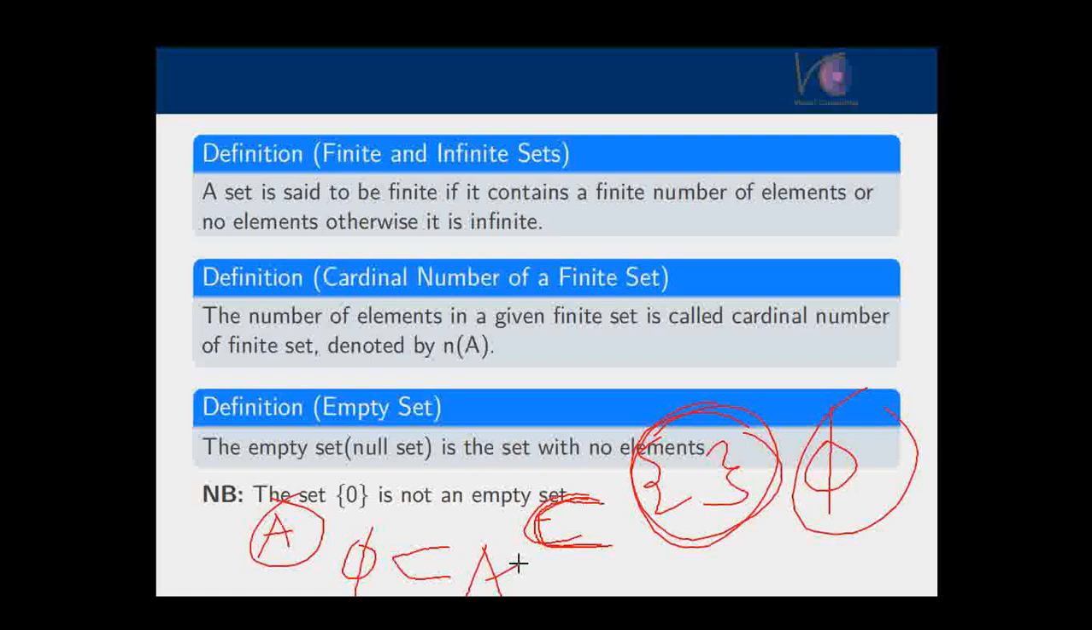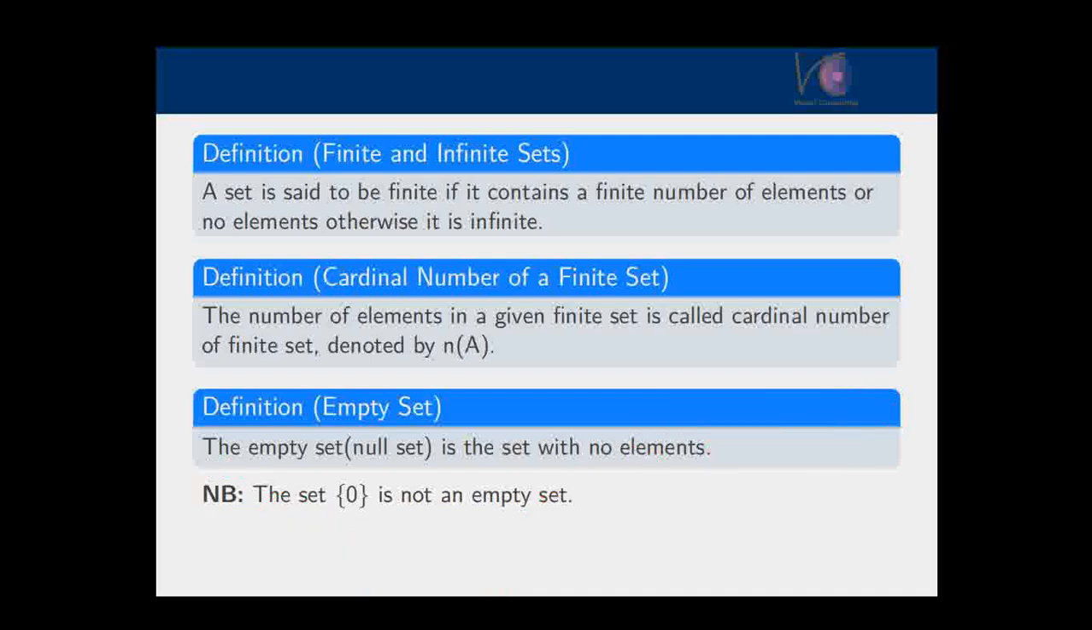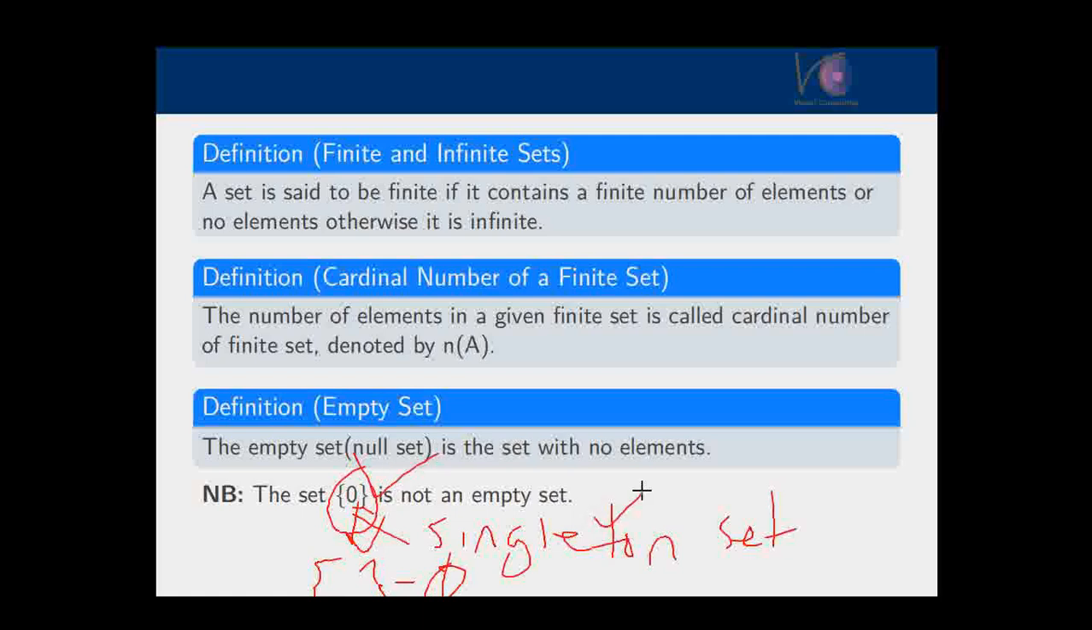Okay, so again we have the note here. Note that this set is not an empty set. So if this set is not an empty set, what is it? We have a 0 in it. This set is not an empty set because this 0 in it implies an element. So a set with one element in it is called a singleton set. So there is a very big difference between this singleton set and this set, which we are calling the empty set or the null set. One element is called the singleton set, no element is called the empty set. Okay?